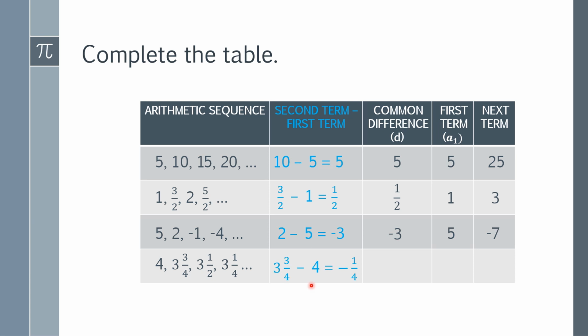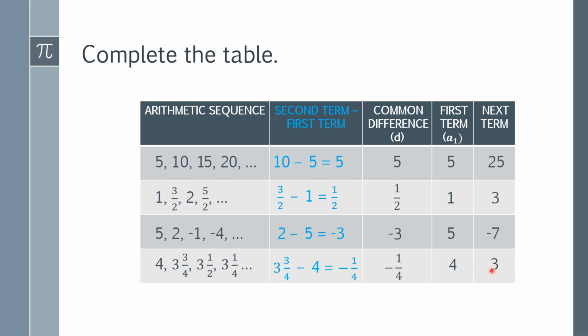Next, 4, 3 and 3/4, 3 and 1/2, 3 and 1/4. To get the common difference, we have 3 and 3/4 minus 4, that is -1/4. So that -1/4 is our common difference. Now our first term is 4, and the term after 3 and 1/4 is 3.